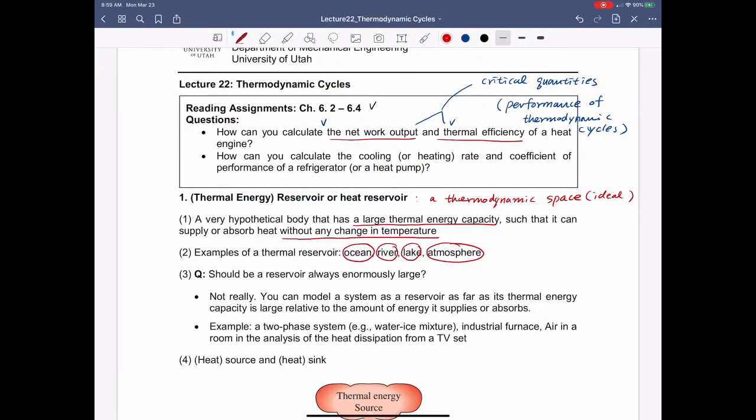Then, should you really always think about the reservoir to be really huge and gigantic? Not really. You can model a system as a reservoir as far as its thermal energy capacity is large compared to the amount of energy it supplies or absorbs.